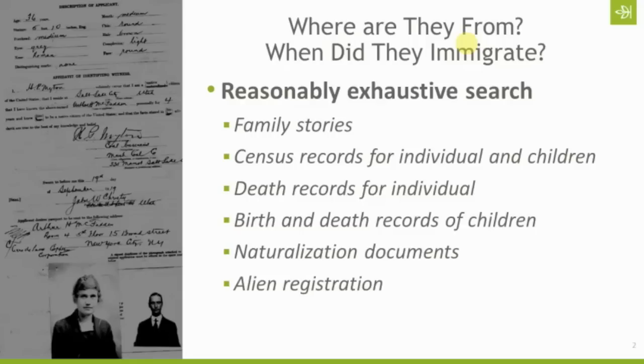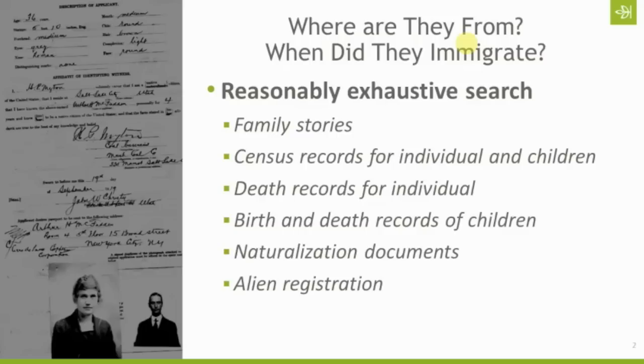Another type of record that is really excellent for learning more about your immigrant ancestor is alien registrations. Alien registrations were required at different times in U.S. history, usually in times of war, and it was for those who had not yet naturalized or had not yet become U.S. citizens, or those who had no intention of becoming U.S. citizens. They were to go to their local post office and register their name, their date of birth, their place of birth, where they were living, and what their intentions were here in this country.